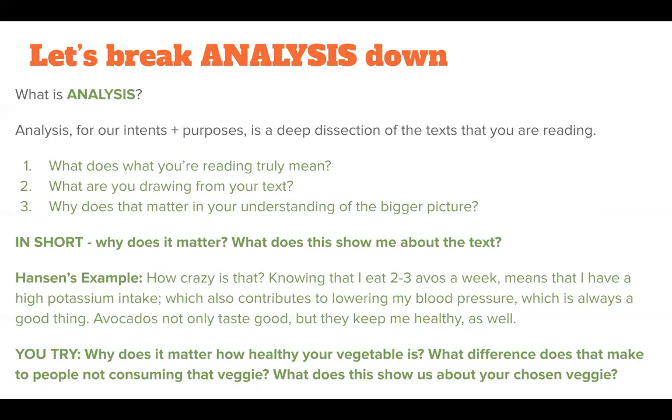Read Hansen's example, and then you try. Why does it matter how healthy your vegetable is? What difference does that make to people not consuming that veggie? What does this show us about your chosen veggie? If you answer those 3 questions according to what you chose as the healthiest vegetable, you should have a very good analysis example.